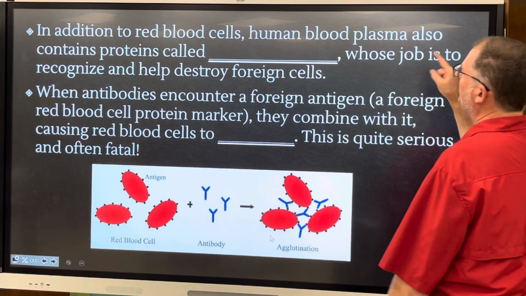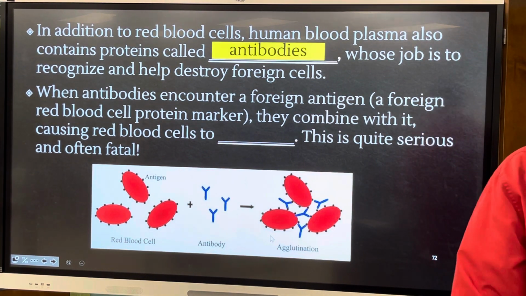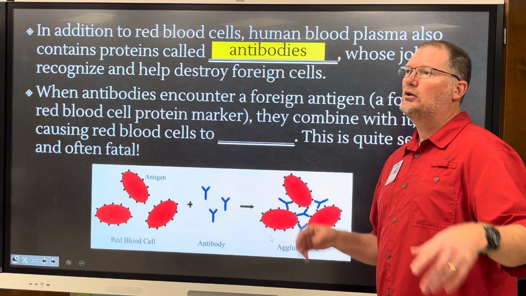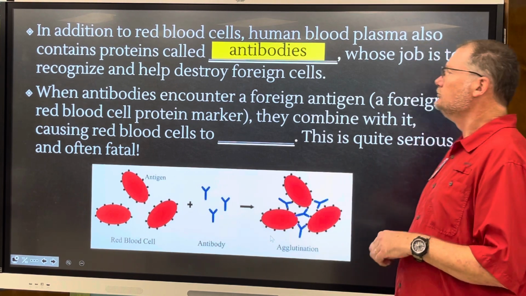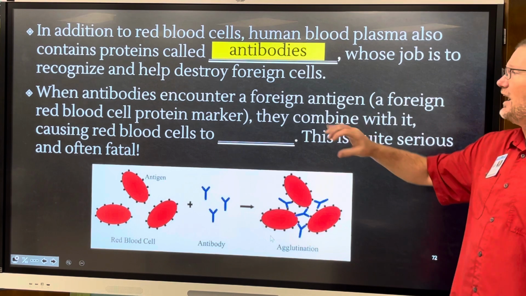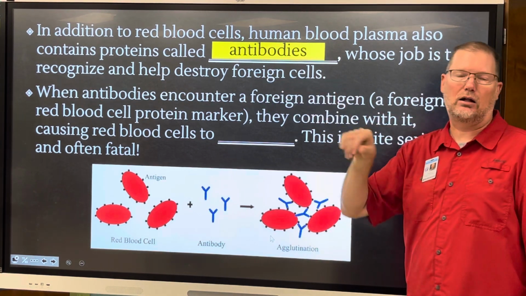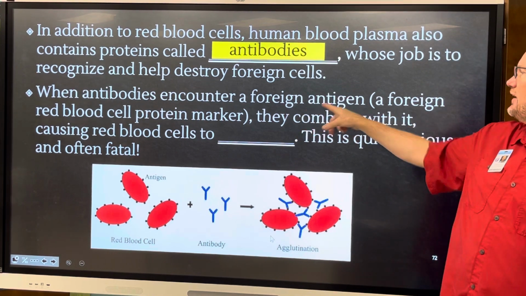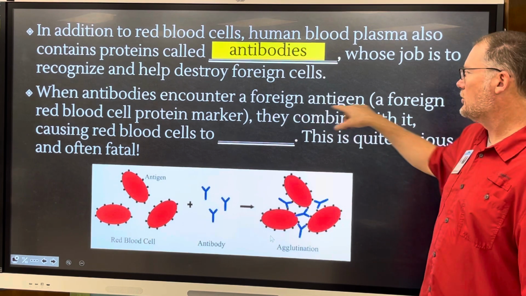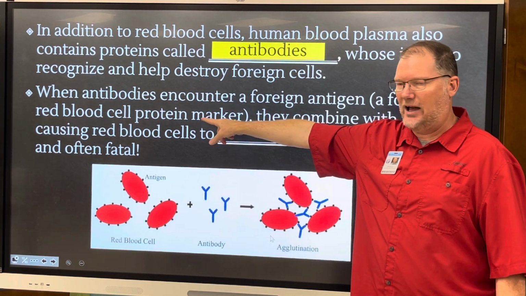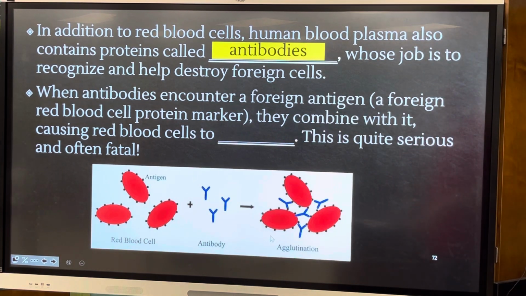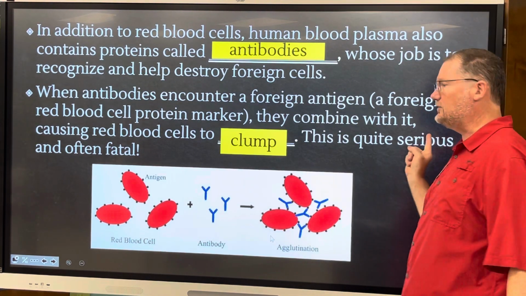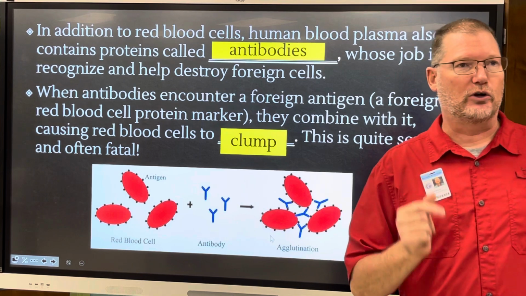In addition to red blood cells, human plasma also contains proteins called antibodies. And this is what I was talking about before if you got the wrong blood type from somebody. Because the wrong blood type would be a foreign cell in your body, and your body will attack it. When antibodies encounter a foreign antigen, like the markers on the wrong blood type, they combine with it, like this, and they stick them together, they clump them together. Quite serious and often fatal. The person most likely will die.